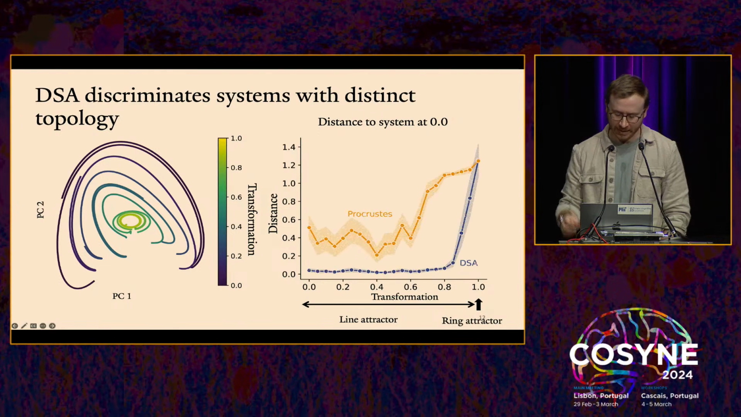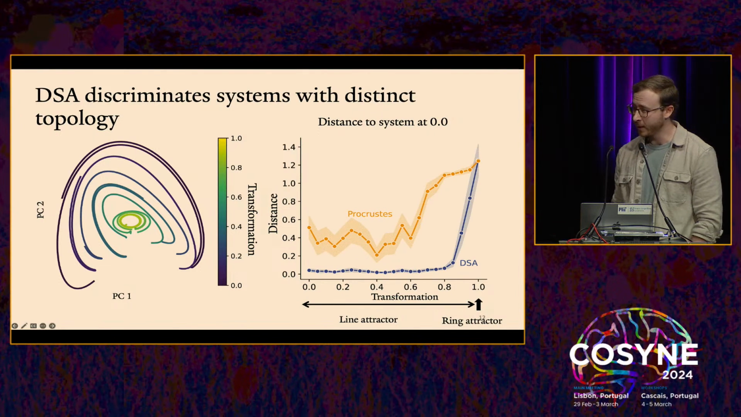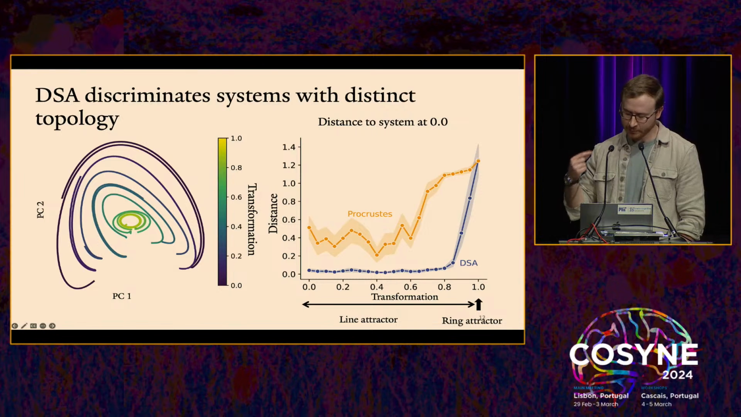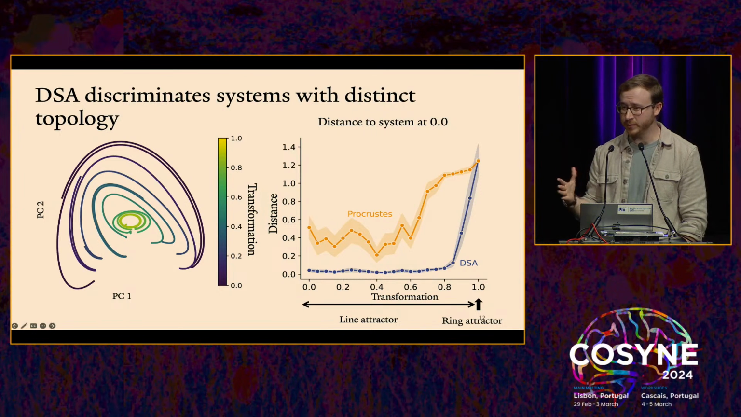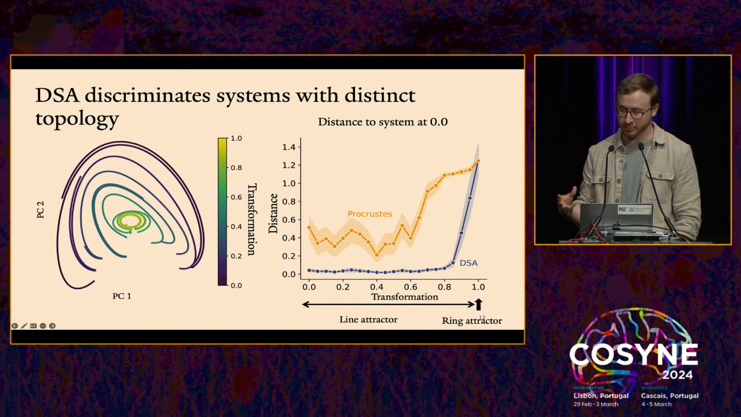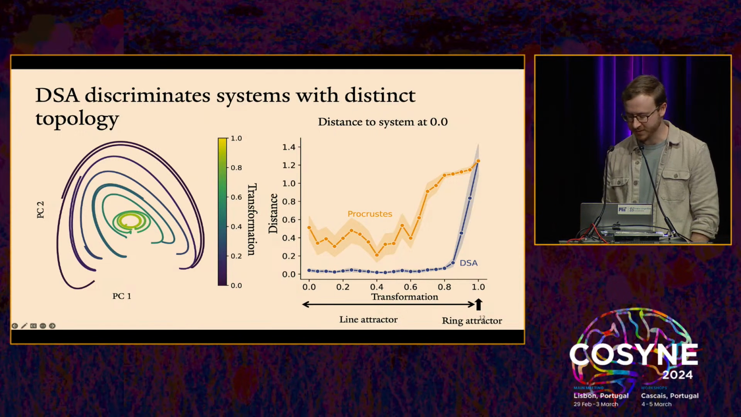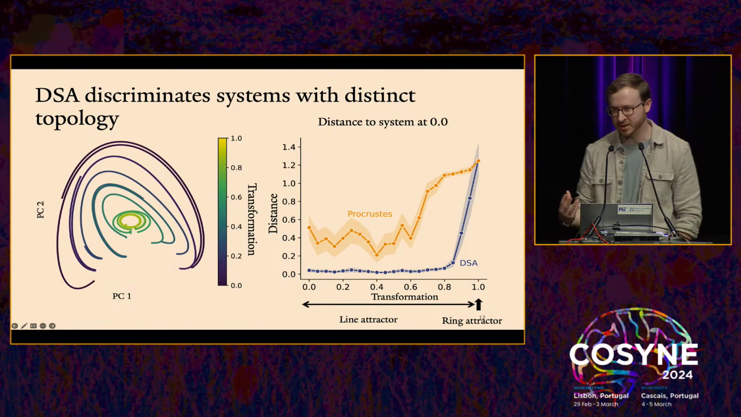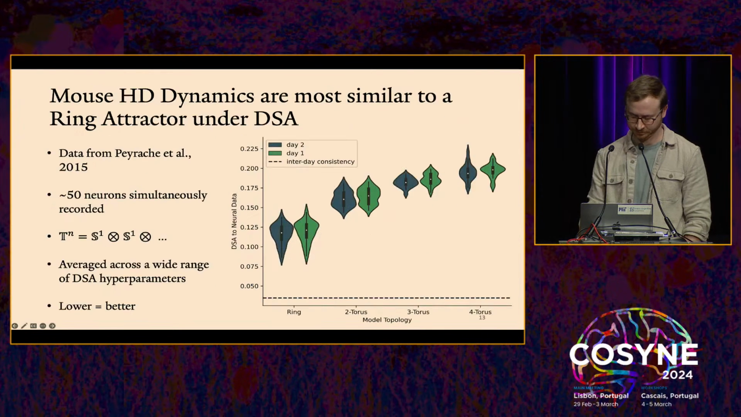As before, we compared the system at different parameter values to the baseline, and we find that, unlike Procrustes, DSA only jumps up away from 0 when the parameter is close to 1, or the ring closes. So this is strong evidence that DSA can actually capture topological conjugacy.